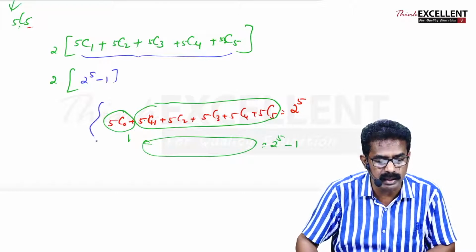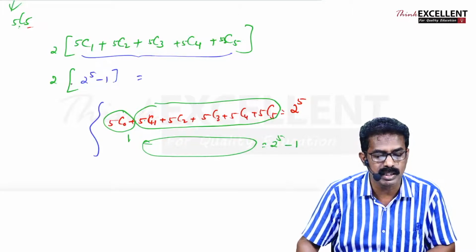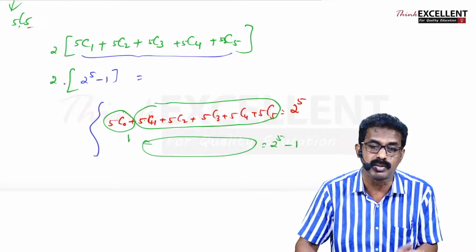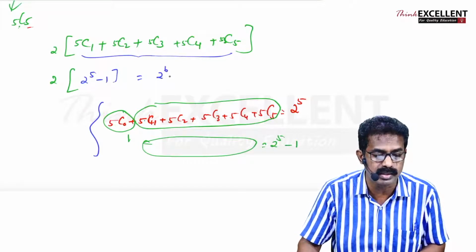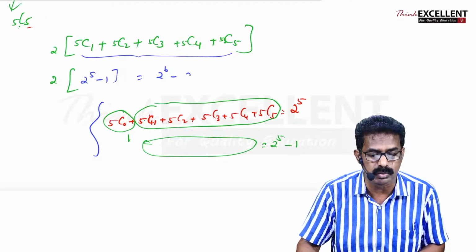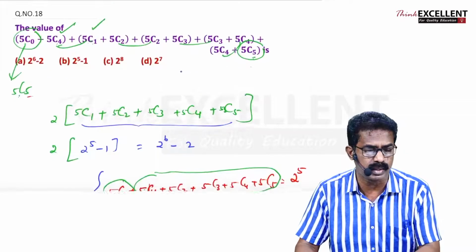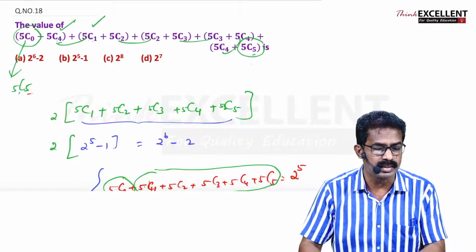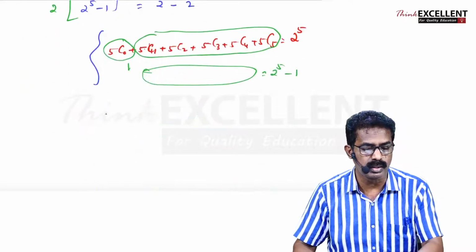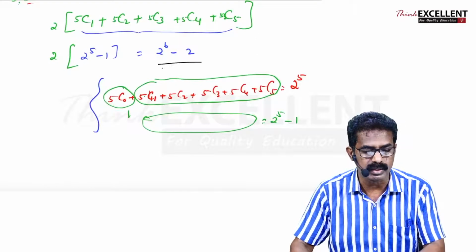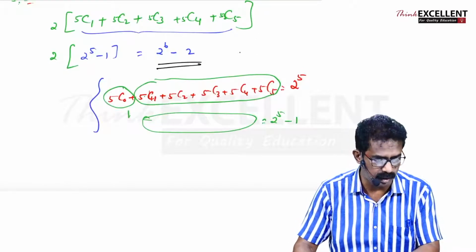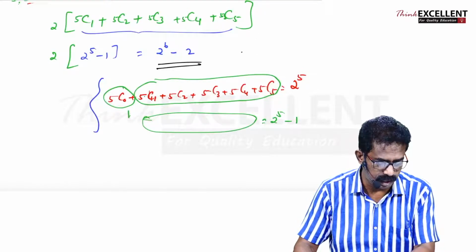The explanation is given here. So now we just expand it. 2 into 2 raised to 5 means 2 raised to 6, minus 2 into 1 which is 2. 2 raised to 6 means 64, 64 minus 2 is 62. But how have they given the answer? They have given the answer as just 2 raised to 6 minus 2. This is the answer. So it is the first option, option A.